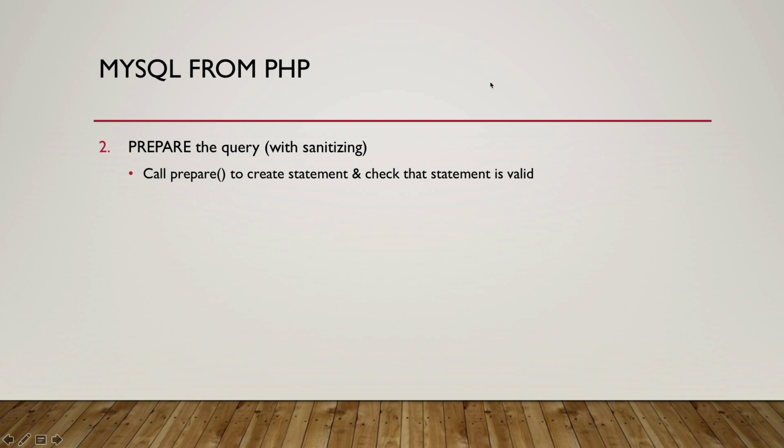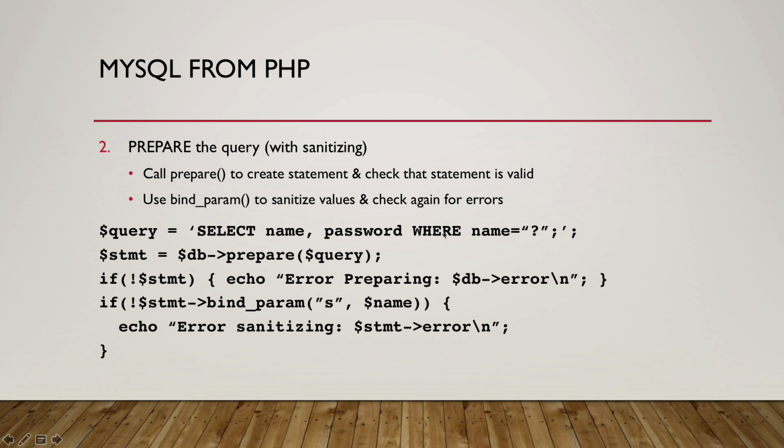So the right way to do it will require us to prepare the query with sanitizing. The first 2 steps are still the same. We call prepare to create the statement object, and we check that the statement is valid. But then there's another step. We're going to call bind param, and that will sanitize the value before it gets put into the statement. So here's what that's going to look like now.